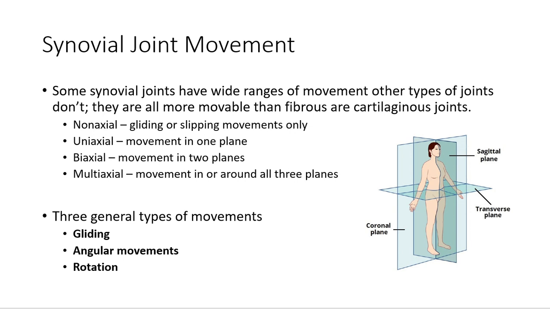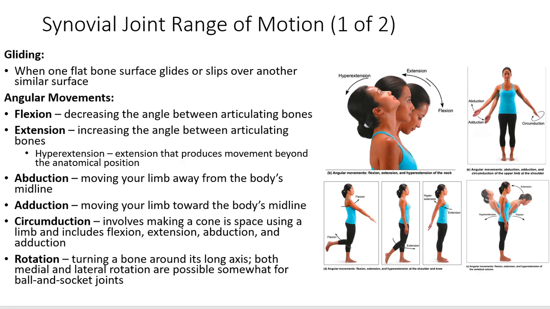The 3 general types of movements we're going to see are slipping and gliding, angular movements, like bending your elbow and straightening out your arm, and rotation, like turning your head left or right for no. When we're talking about 2 flat bone ends or cube-shaped bones coming together, that's when we see gliding. Imagine waving at someone and the bones in your wrist are visible. You would see them slip and glide past each other.